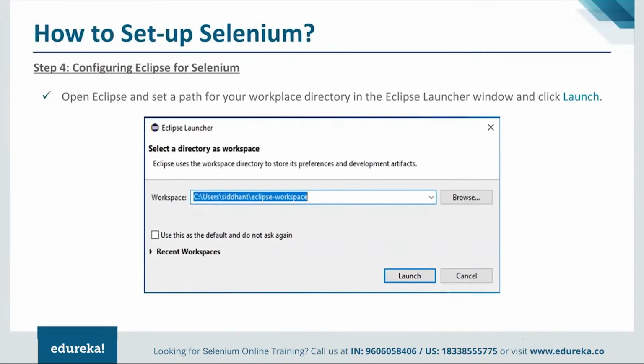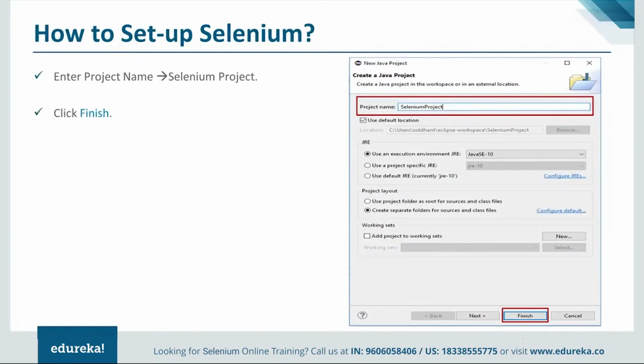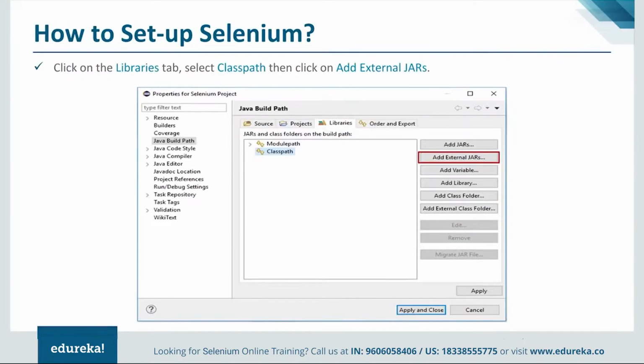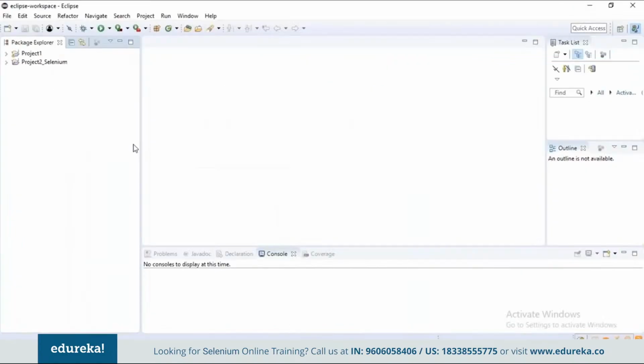Here we are. So let's see what our slide says. So it's telling us to create a new Java project, name it, then configure the build path for Eclipse to recognize Selenium, right? So these are the steps. We'll have to add the jar files that we've downloaded and click on apply and close. So let's go ahead and do that.